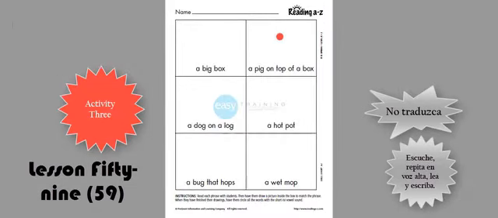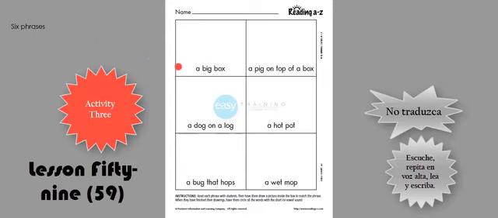Here is activity 3. You can see 6 phrases. And we're going to read each phrase.